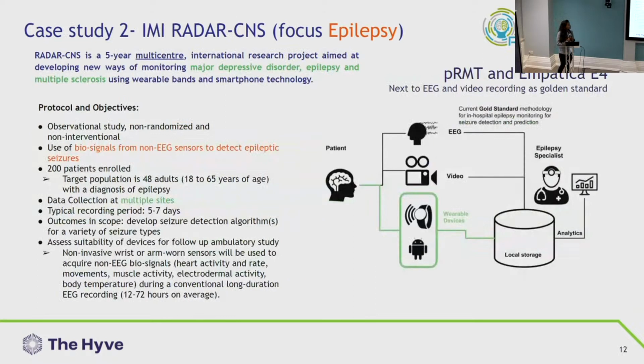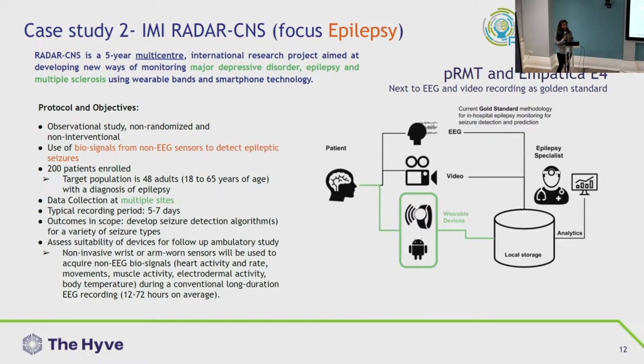And the second use case is one of the use cases from RADAR-CNS. This is for epilepsy. In this case, the platform was deployed in hospital, and the participants were monitored in hospital next to the golden standards of monitoring epileptic patients, EEG and video, but they were also wearing the devices that were integrated to RADAR-base, and they were monitored continuously for a period.